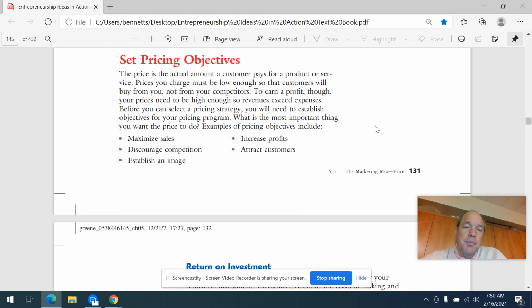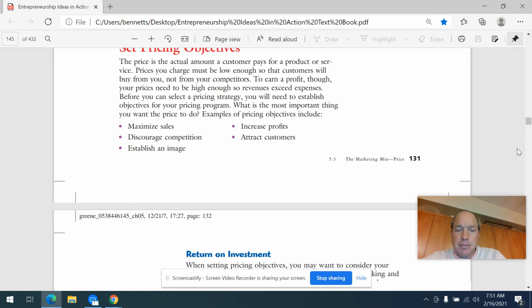Before you can select a pricing strategy, you're going to need to establish objectives for your pricing program. What is the most important thing that you want the price to do? Examples of pricing objectives include maximizing sales, discouraging competition, establishing an image, increasing profits, and attracting customers.